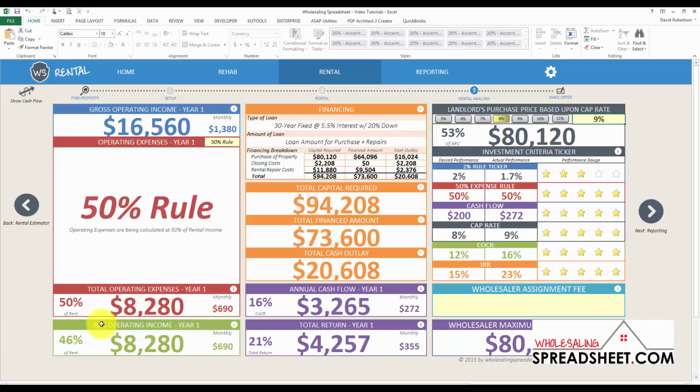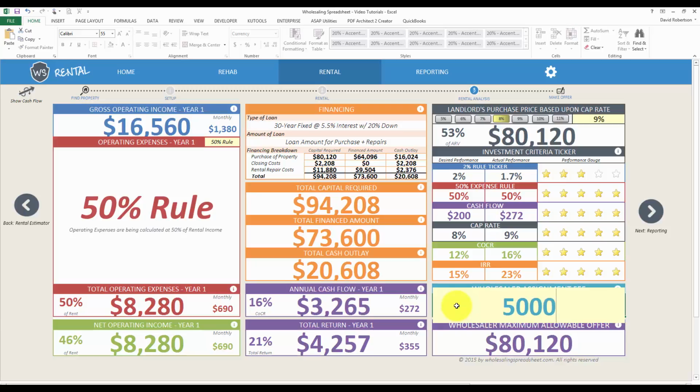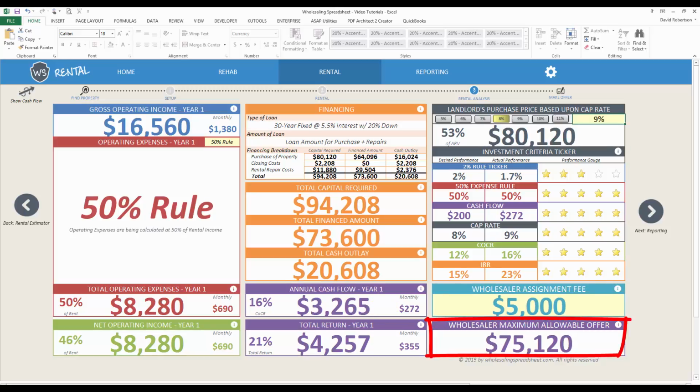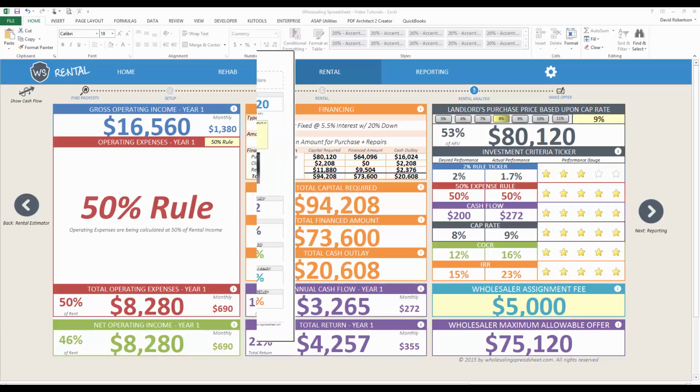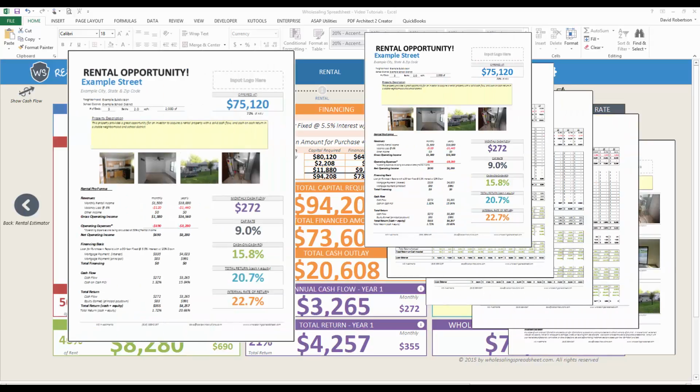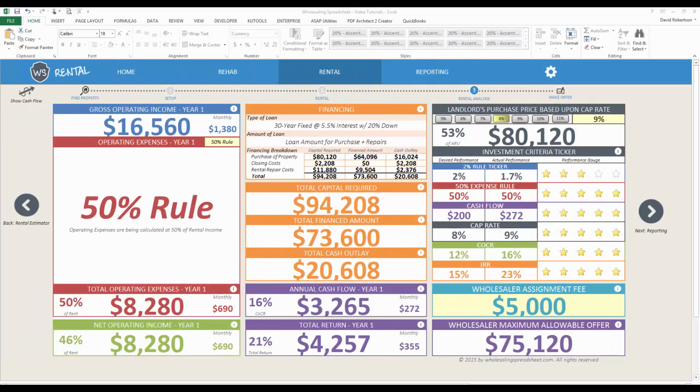Once you've determined the landlord's purchase price, you can input your wholesaler's assignment fee for finding the deal. The maximum allowable offer you can make for the property is determined by taking the landlord's purchase price and deducting your wholesale assignment fee. Once you get a property under contract, you can use the rental marketing sheets and reports to market the property to your rental buyers list.